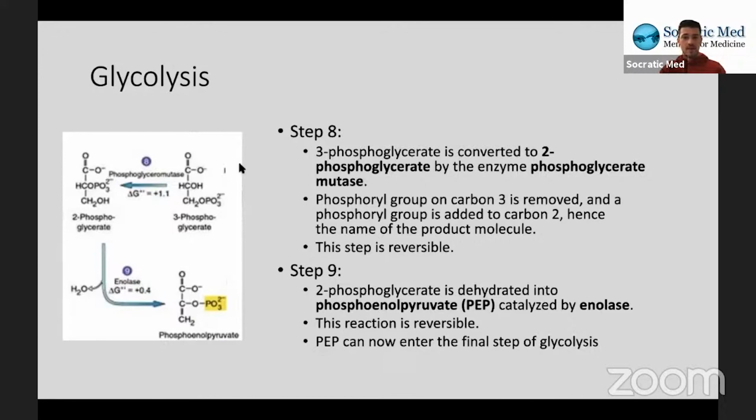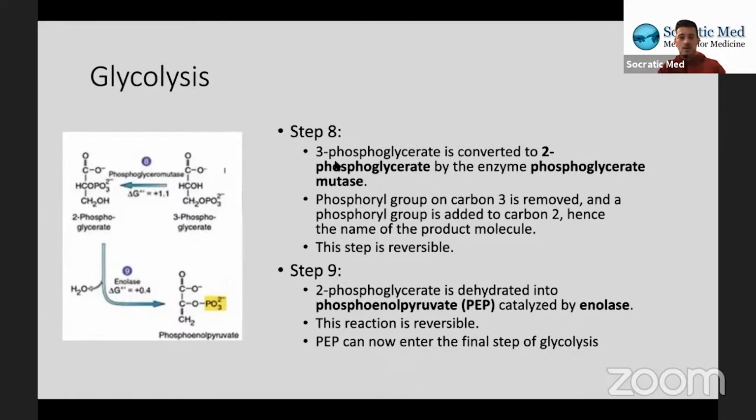Okay, we then have step 8. So right over here in this diagram, we're starting over here. This is our 3-phosphoglycerate that we just produced in step 7. And just keep in mind that we're looking at a 3-carbon chain right now. So for every singular glucose, all of these steps after it's split are happening twice. So we're only going over it once, but for each individual glucose molecule, it happens twice because we have 2 3-carbon chain molecules.